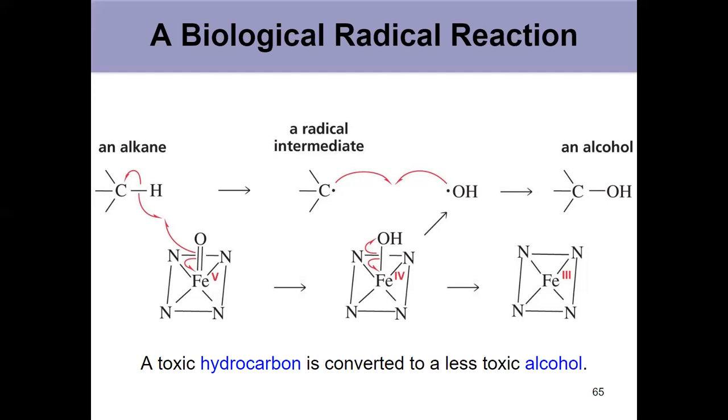Here we've got a hydrocarbon, not great to have in the body. Convert it to an alcohol, easier to excrete and less toxic. This is the type of reaction we see in cytochrome P450, where we see iron going from 5 to 4 to 3, to deal with our radical intermediates, converting nonpolar to polar to deal with excretion.